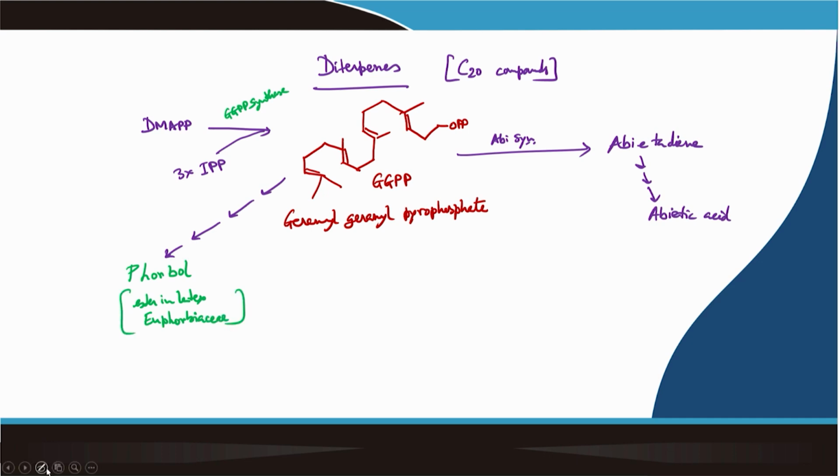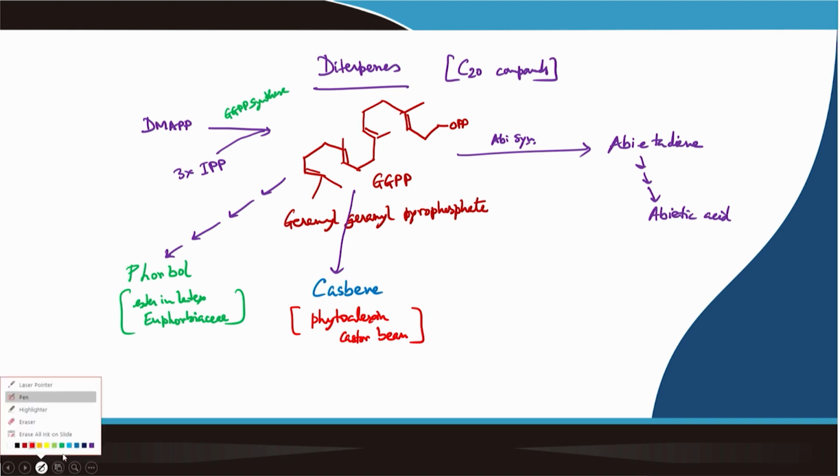Okay. Another one is casbene, CASBENE. Let me make the spelling clear. Casbene, what is casbene? Casbene is again a phytoalexin. It is a defense compound and it is found in castor bean, which is called Ricinus communis scientifically.